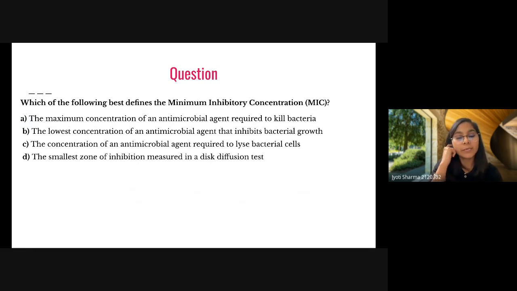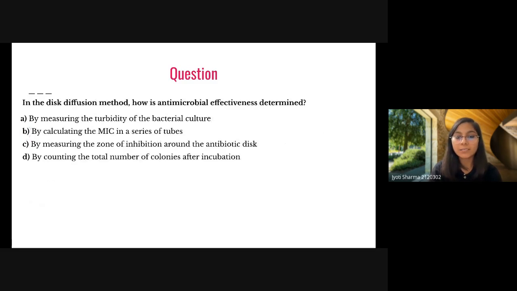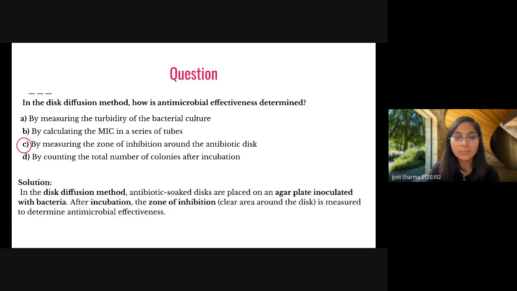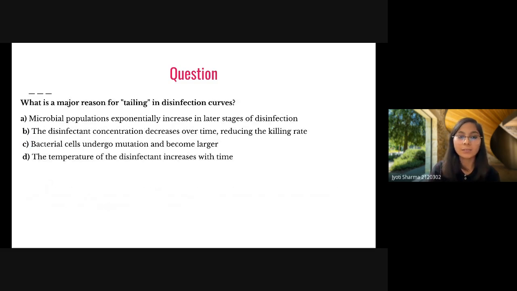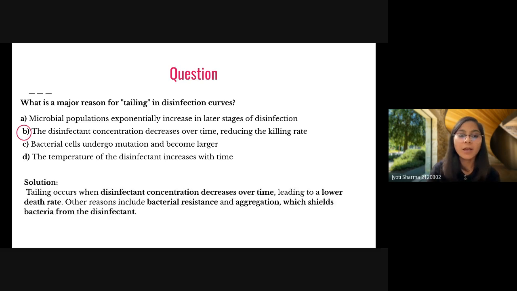Then we have minimum inhibitory concentration, the lowest concentration that we need to inhibit bacterial growth. I think this is the second to last or last one. We have one method, disk diffusion, and in this disk diffusion we measure the zone of inhibition around the antibiotic disk. You can just read about this. And the major reason for tailing in the disinfection curve, you can search for the disinfection curve. The tailing is just because the disinfectant concentration decreases over time, and that's why we have the tail in the disinfection curve. I think this is the last question only.